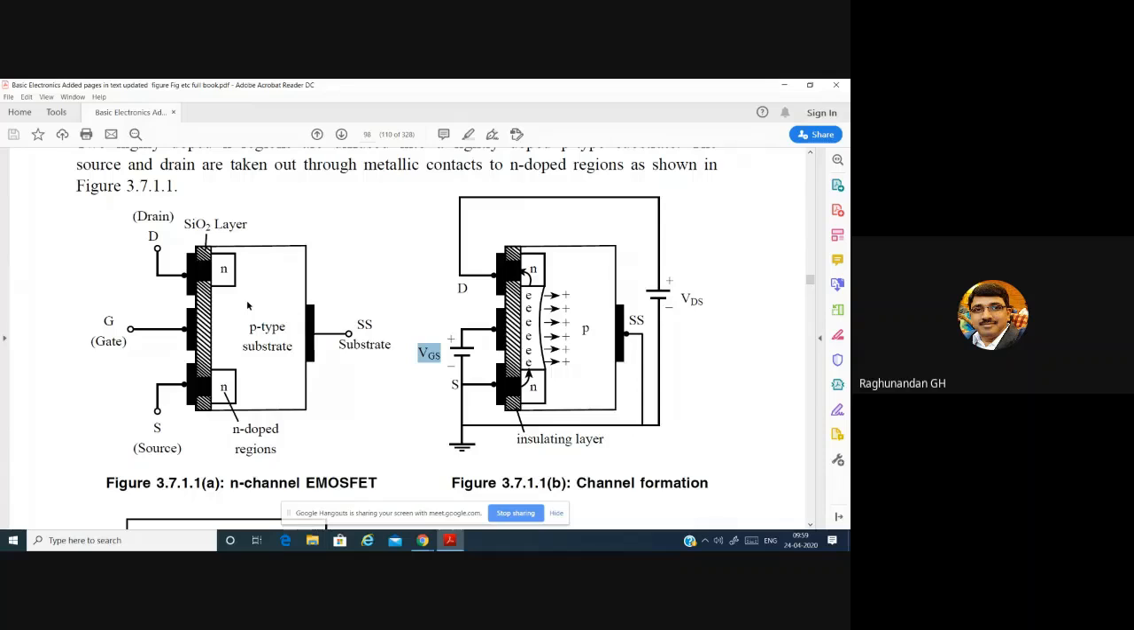So every time you switch on the MOSFET or bias the MOSFET, you have to connect gate voltage in such a way that it is going to create a channel here. This is how the e-MOSFET is going to work. Every time it creates the channel temporarily, and once we disconnect the supply, afterwards the channel is destroyed.